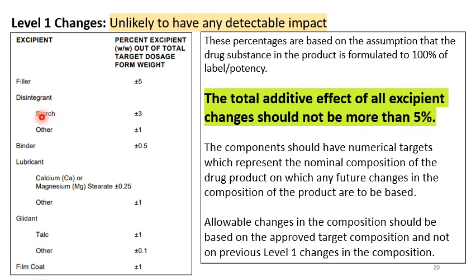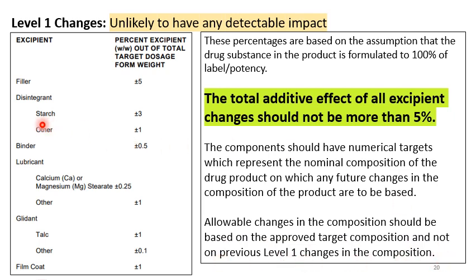For example, if you change starch by 3%, that means you increase the starch by 3% and you decrease the filler by 3%. So the total change will be 6% and not 3%. The total, cumulative or additive effect of all excipient changes will be 6%, so it will cross the limit of 5%. All the components should have numerical targets, and these allowable changes in the composition should be based on the approved target composition and not the previous level 1 changes in the composition.